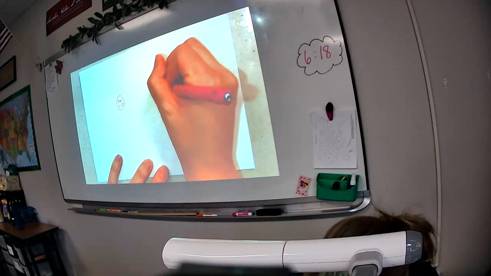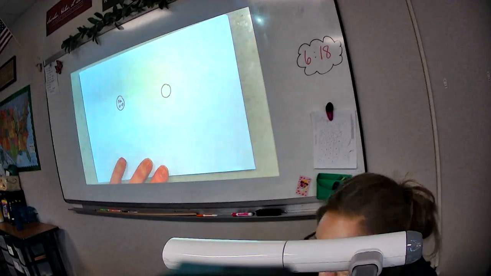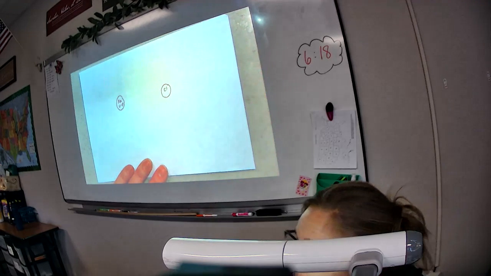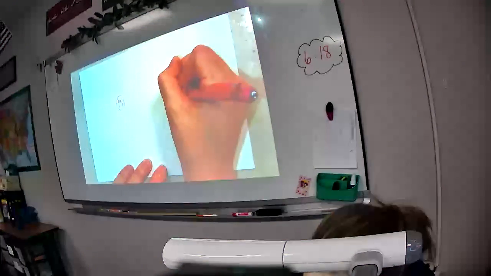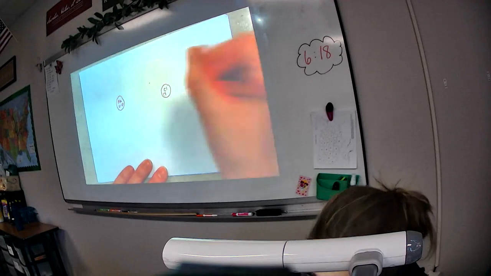Now, over here, I have another atom. This one I'm going to make chlorine. Chlorine, we know, has an atomic number of 17, meaning it has 17 what? Protons.